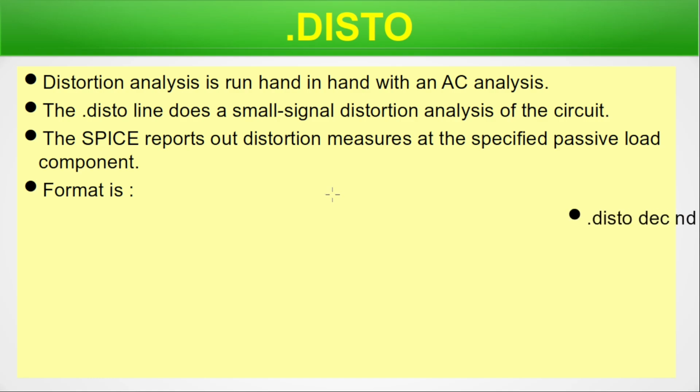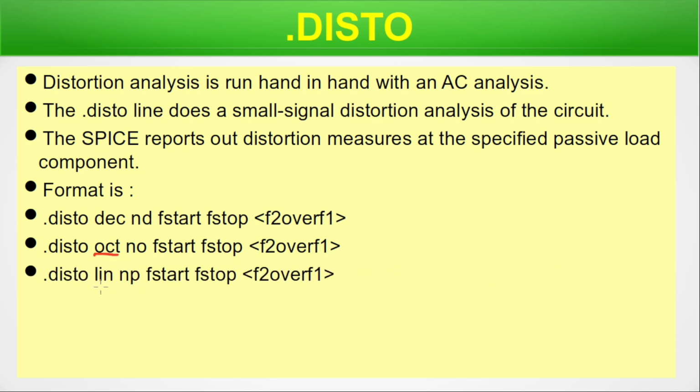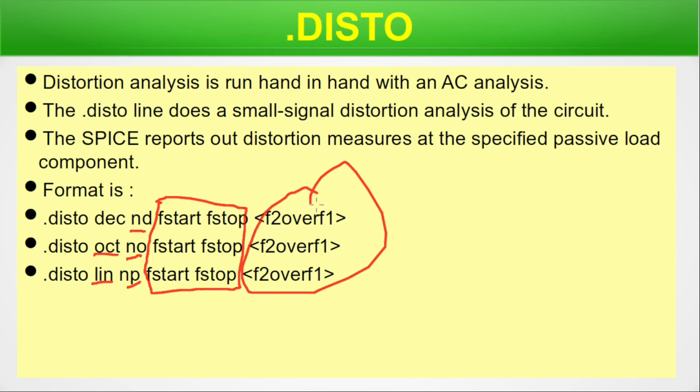Now the format is .disto, then we again have the decade, then ND, F start, F stop and F2 over F1. We will see it later. Up to this you can see this resembles the AC analysis format. We also have the octave and we have the linear. Again, these three are number of points and these are very common. That is the starting frequency and the ending frequency. And we will see what this is later on.